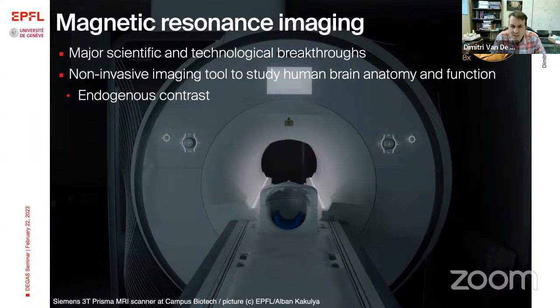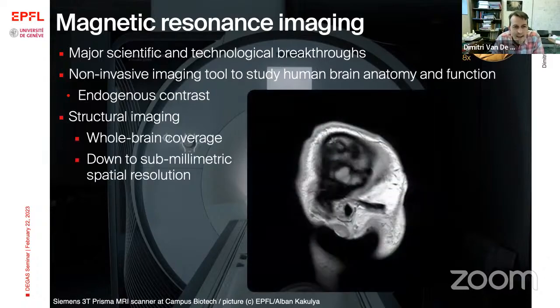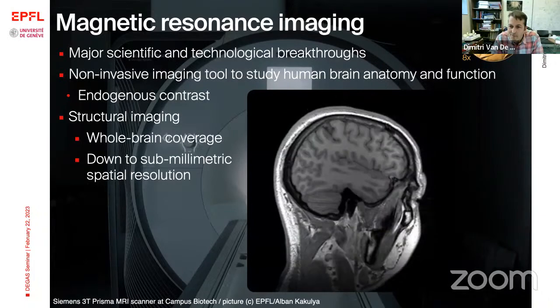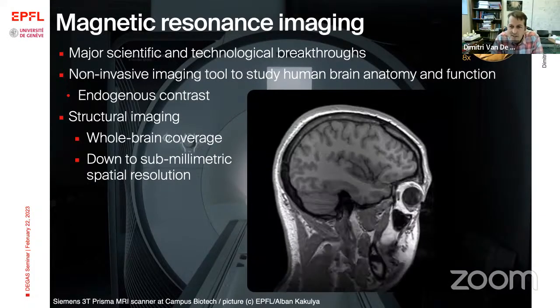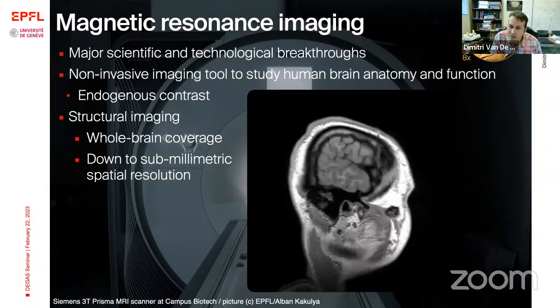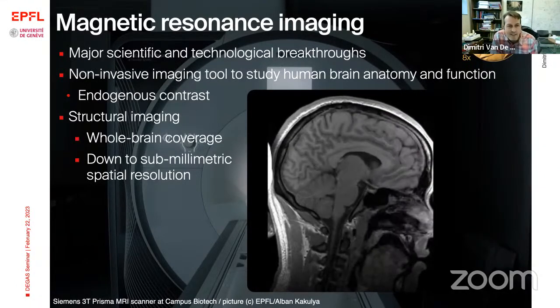So you don't need to inject anything. There is no radioactive tracer, like in PET, for instance, but you are actually just using the natural distribution of hydrogen throughout the body, which is abundant, of course, because there is a lot of water in our tissue. And I guess everybody knows MRI for its beautiful structural images. Here you see a whole brain structural image, which is, of course, extremely important in clinical practice.